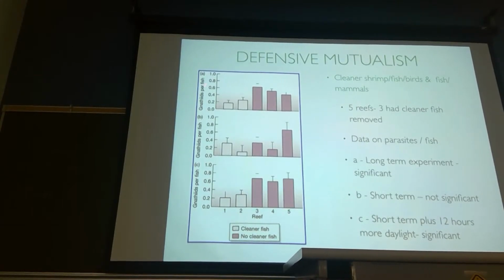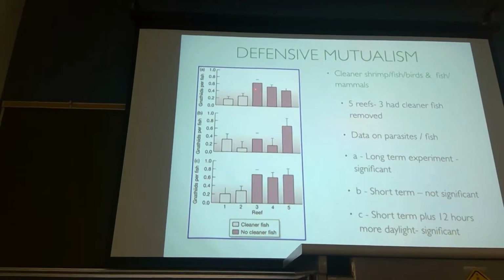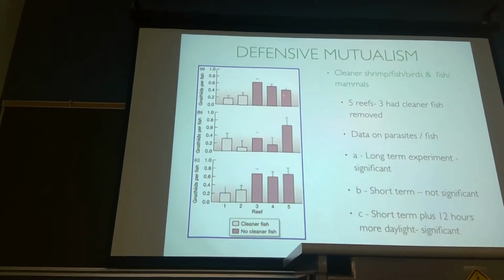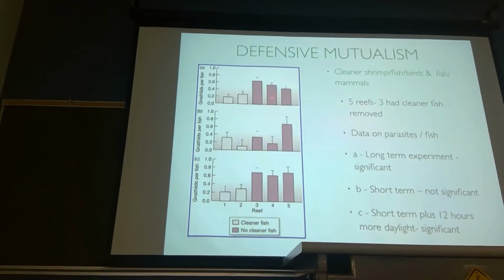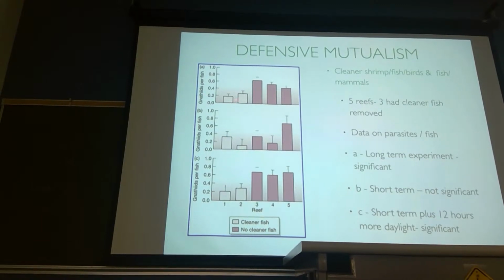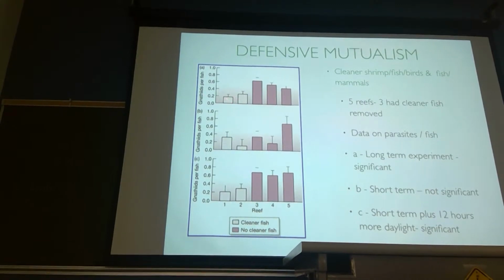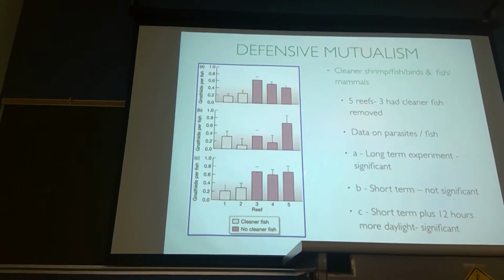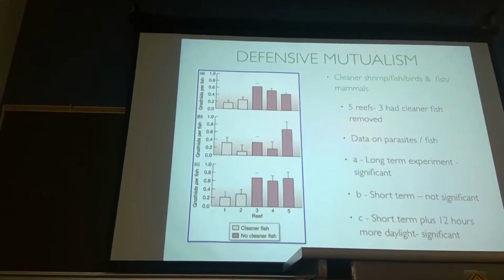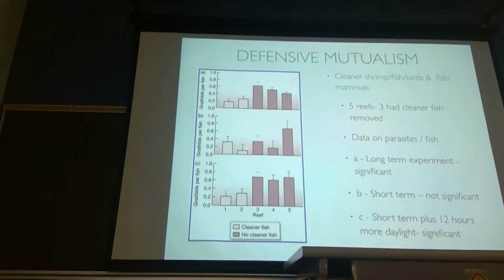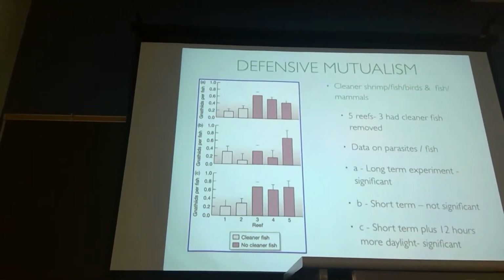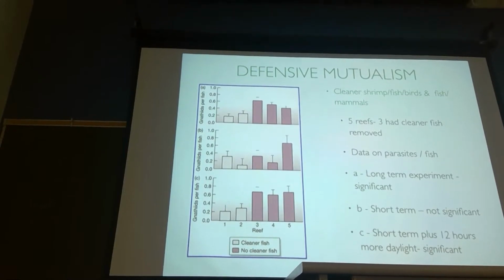And they saw in their long-term experiment that there were more parasites on the reefs that did not have cleaner fish than on the reefs where there were cleaner fish. The fish had fewer ectoparasites on the outside of them. And in the long-term relationship, this was a significant difference in terms of parasite load. Short-term wise, in a couple of weeks versus a few months, we didn't see a significant impact yet. Like, it took a while, again, for parasite load to develop.